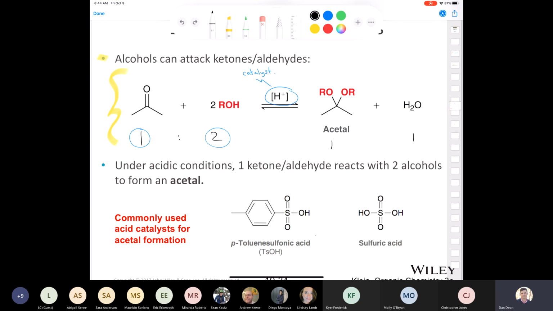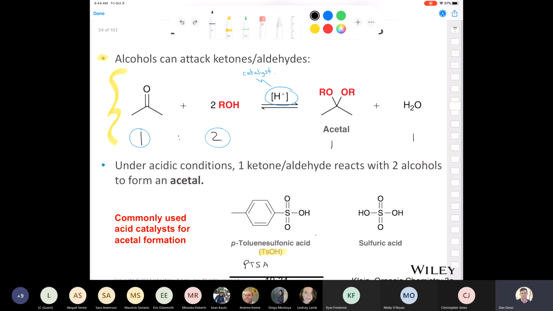Commonly used acid catalysts for acetal formation are para-toluene sulfonic acid, which the book abbreviates as TsOH. It's also called tosic acid. It's also called PTSA. The reason PTSA is such a great catalyst is because it's a solid at room temperature. It's a lot easier to walk over to. All my students who are in 3112 know it's a lot easier to go to the balance and weigh a solid out than it is to grab a volumetric pipette and try to finagle something like sulfuric acid.